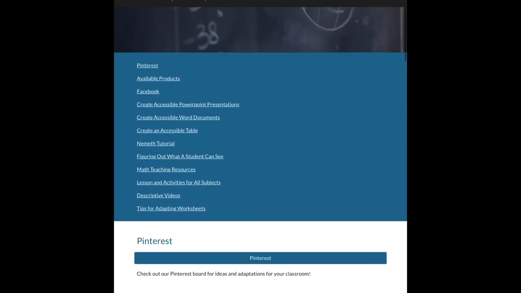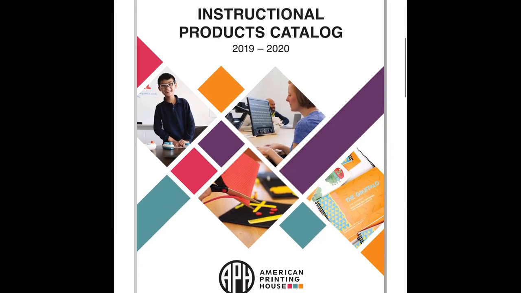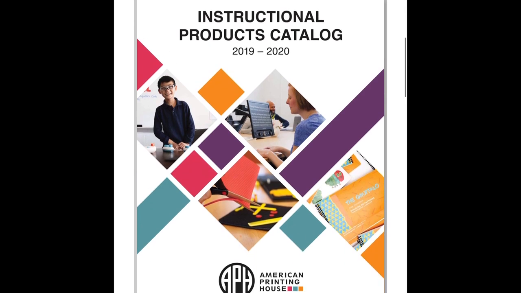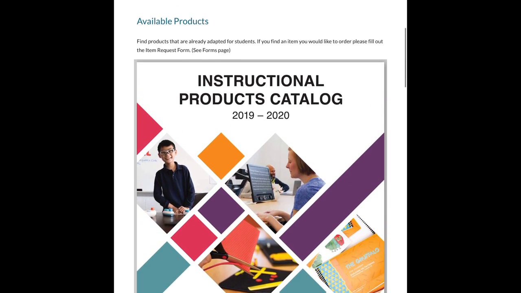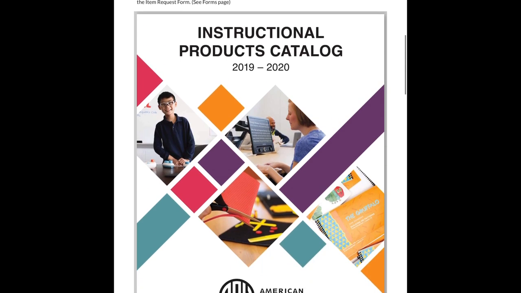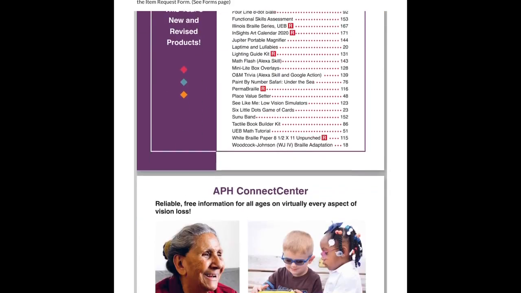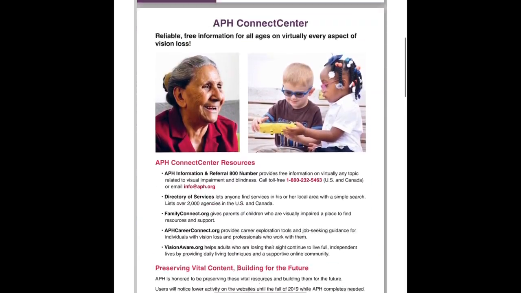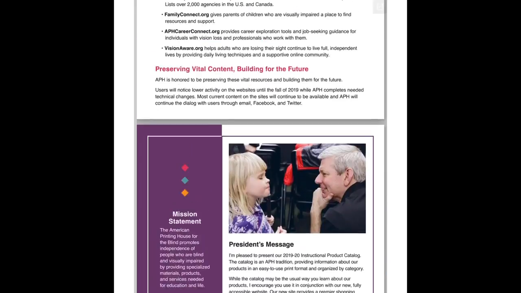Alright, so then you'll see available products. This is the 2019-2020 APH catalog. I have had a lot of trouble navigating their site. And when I emailed them, they emailed me the link of the actual catalog. So I just put it on here, and the teachers can scroll through it. And when it's on the computer, they have the option to open it in another tab.